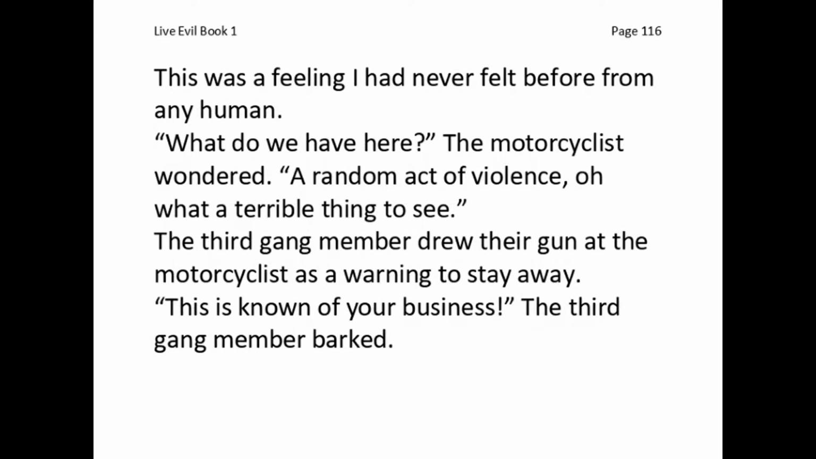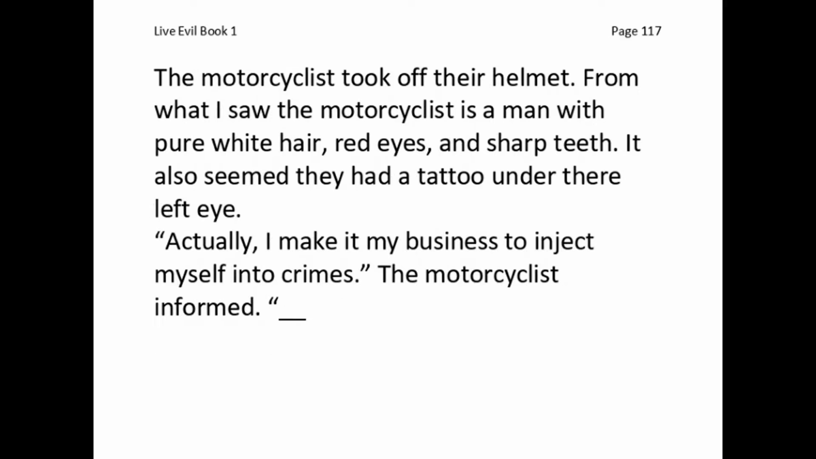"What do we have here?" the motorcyclist wondered. "A random act of violence. Oh, what a terrible thing to see." The third gang member drew their gun at the motorcyclist as a warning to stay away. "This is none of your business," the third gang member barked. The motorcyclist took off their helmet. From what I saw, the motorcyclist is a man with pure white hair, red eyes, and sharp teeth. It also seemed they had a tattoo under their left eye.